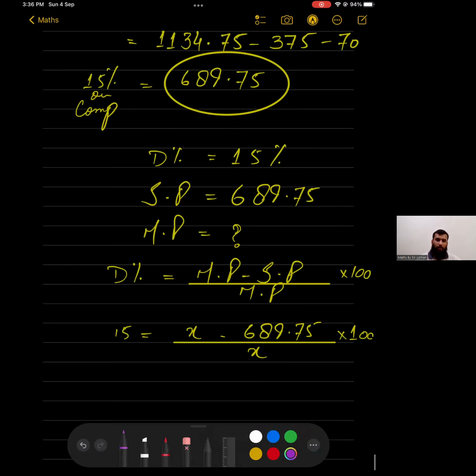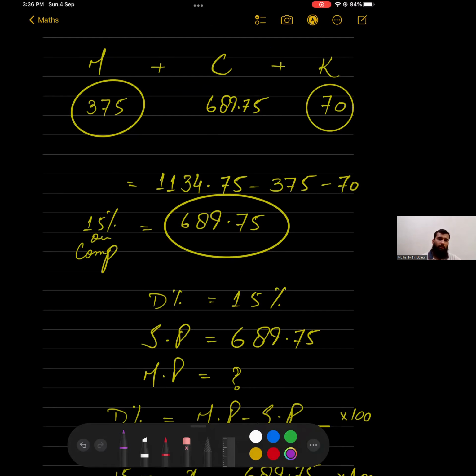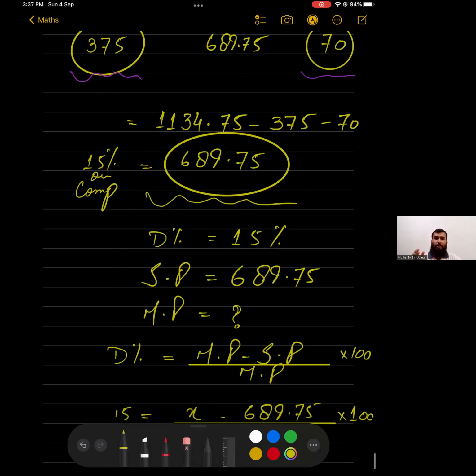Okay, I'll repeat this part again. Question number 15 में हमें जो total cost है वो दी गई है 1134 and the monitor and keyboard are irrespective of any sort of discount. इन पे कोई discount apply नहीं हुआ है. So what we did over here is we subtracted 1134 with 375 and 70. That is 689.75.